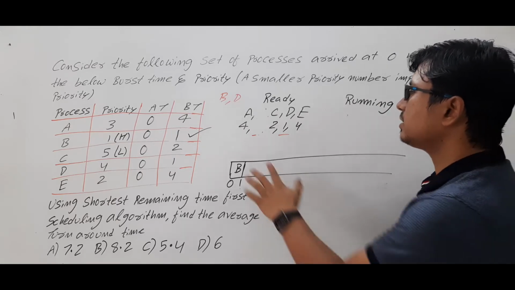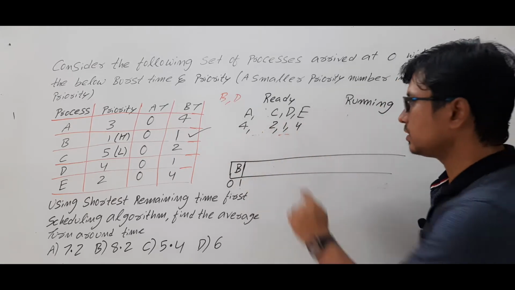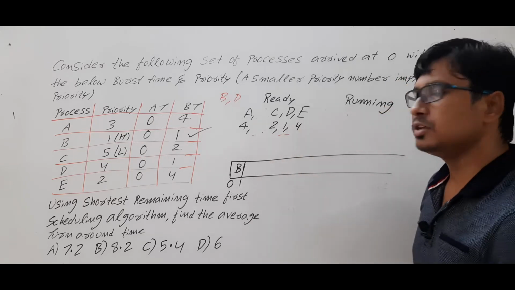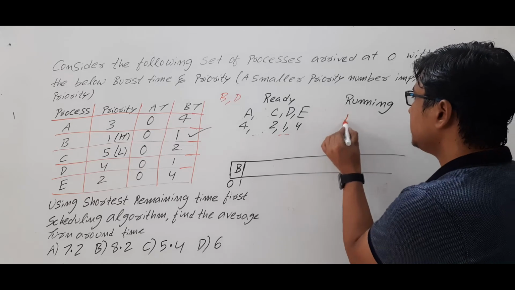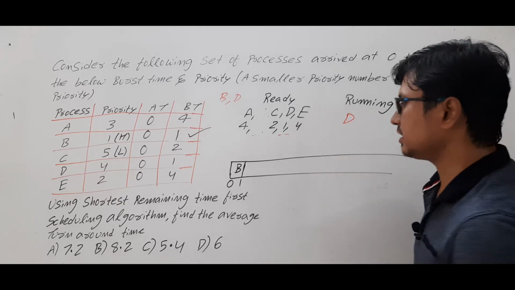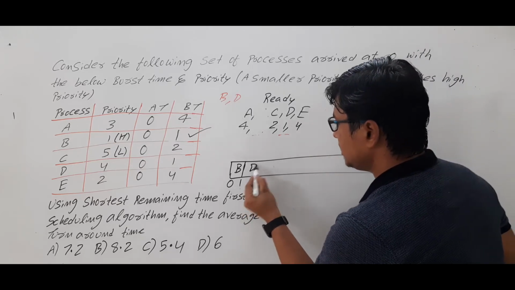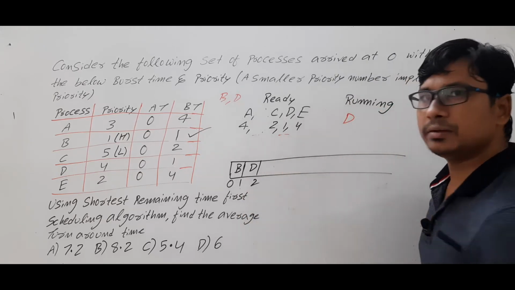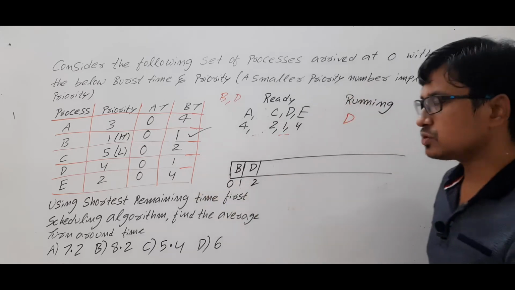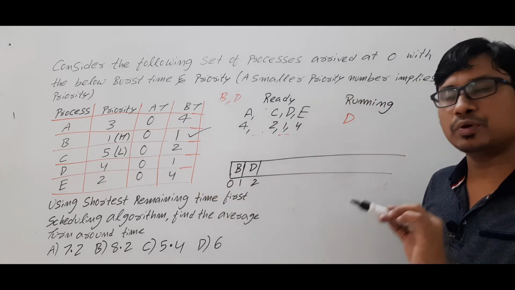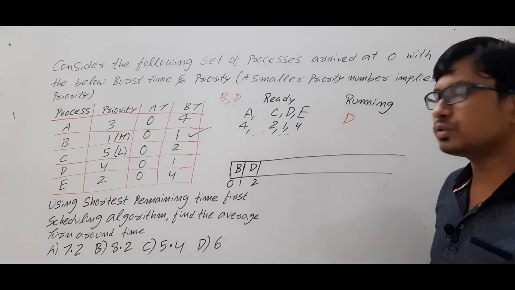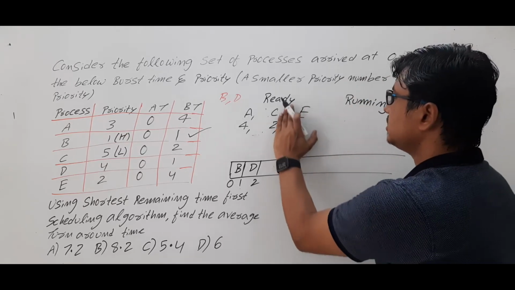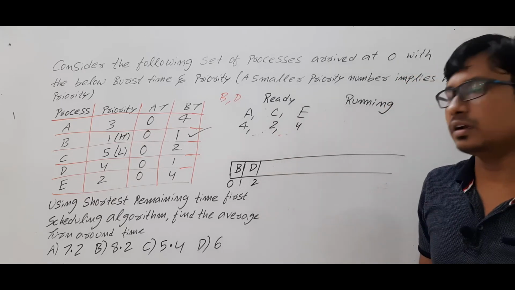Now we need to look at the burst time. Process D has the lowest burst time, so process D will be dispatched to the running state. Process D will run for 1 unit of time, and then its remaining burst time is 0 units of time. So at 2 units of time, process D has completed its task and will go to the terminated state. Is it clear? So right now A, C, E are there in the ready state.